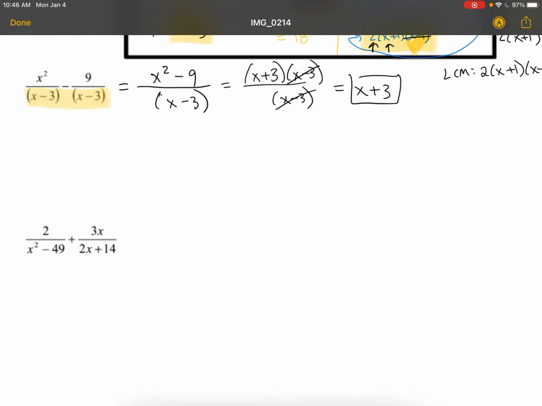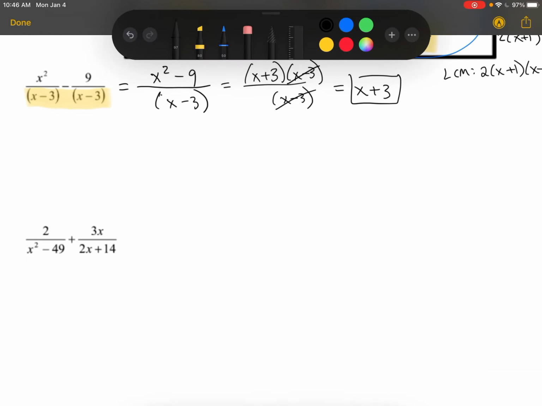So we see on our example on the bottom here, we have different denominators. So we have an x squared minus 49, and differently we have 2x plus 14. So we're going to have to do this one step at a time. So x squared minus 49, we can factor that into, again, difference of squares coming up quite a bit here. x plus 7, x minus 7.